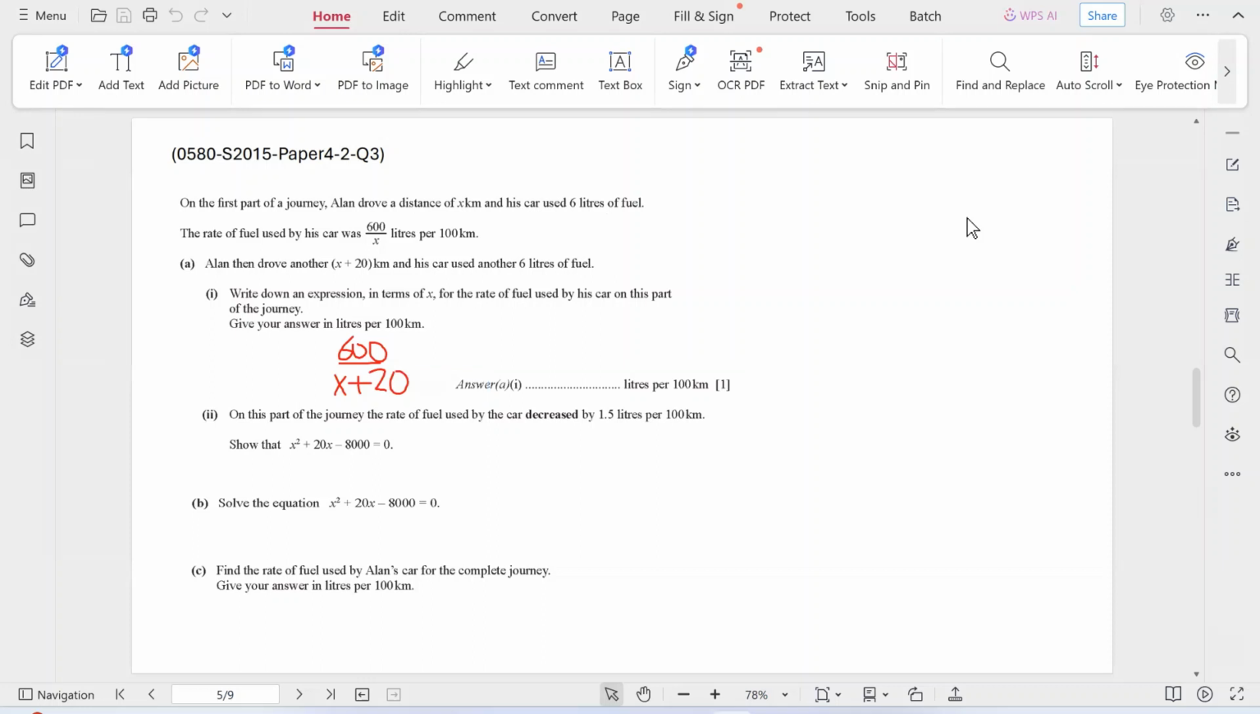On this part of the journey, the rate of fuel used by the car decreased by 1.5 liters per 100 kilometers. So what does that tell us? This tells us that the rate of fuel used initially was larger because now it decreased. And we want the difference between them because the difference is 1.5. So how do we set up an equation to represent that? Because we said here decreased by 1.5, we want a difference of 1.5. So we just say 600 over x minus 600 over x plus 20 equals 1.5.